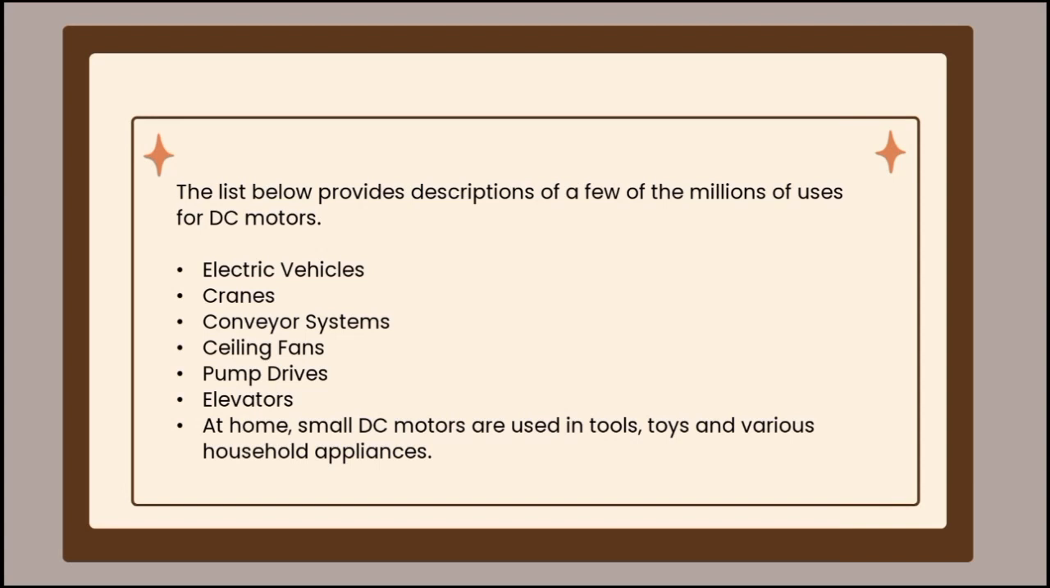DC motors are used in electric vehicles, cranes, conveyor systems, ceiling fans, pump drives, and elevators. At home, small DC motors are used in tools, toys, and various household appliances.